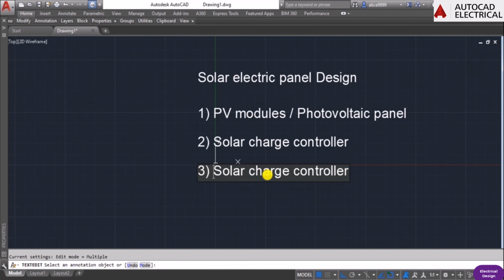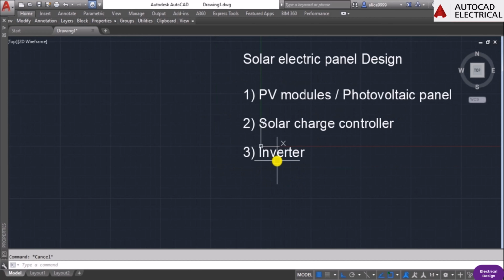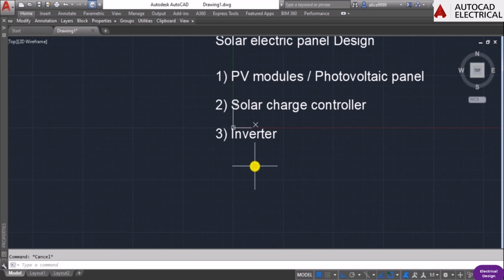The third main important part in a solar electric panel is the inverter. The inverter converts the DC output of PV panels or wind turbine into clean AC current for alternating current appliances or feeds back into a grid line. It means the inverter is the important part which converts your DC output into AC output. That's why the inverter is a very important part.